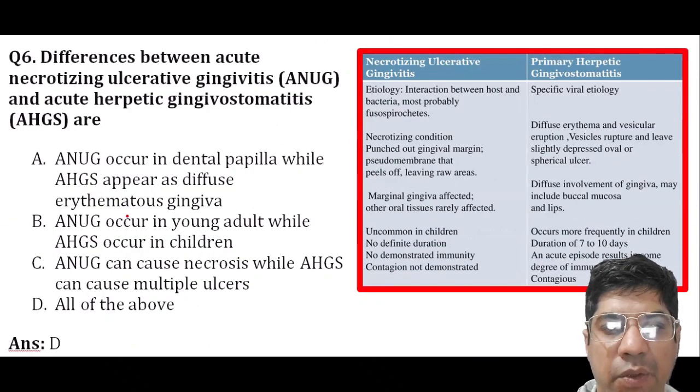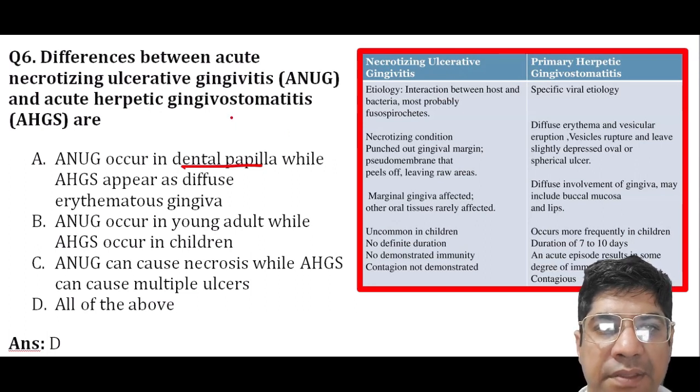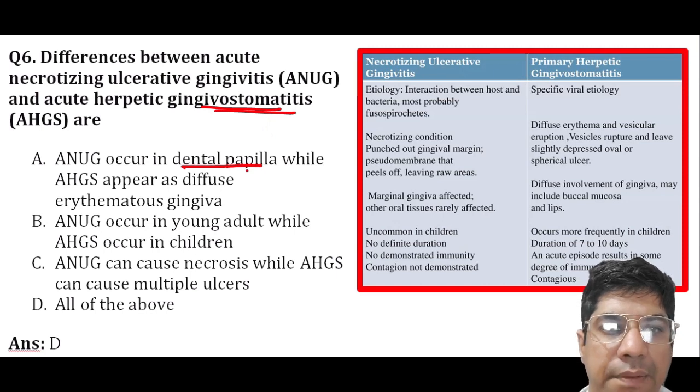The difference between acute necrotizing ulcerative gingivitis and acute herpetic gingivostomatitis is, the answer is D, all of them. ANUG occurs in the dental papilla, whereas acute herpetic gingivostomatitis appears as diffuse erythematous gingiva. ANUG is limited to the dental papilla, whereas acute herpetic gingivostomatitis presents as a widespread diffuse erythematous gingiva throughout the oral cavity.